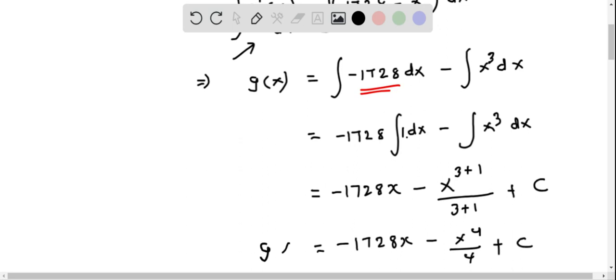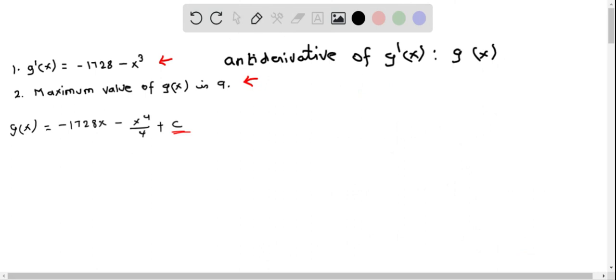So this is basically the g of x function, but we are not yet done. We have to find the value of c, for which we will utilize the second condition. So let's use the second condition. It says that the maximum value of g of x is 9. So this gives an idea that we can set up the first derivative equal to 0 and determine the point where the function is maximum.